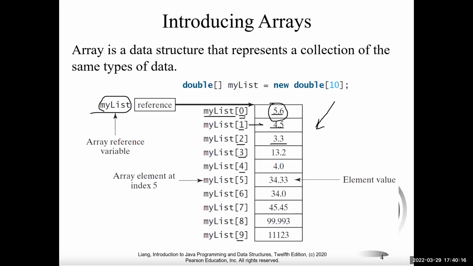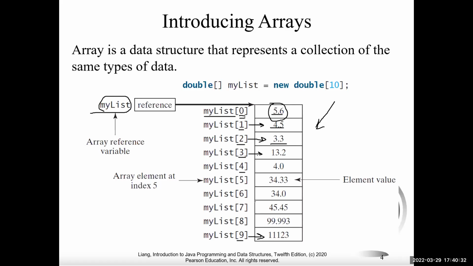Index 1 is referring to the second. Number 2 is referring to the third, and so on. You see that? The last element is the size minus 1. 9 is referring to the last element in this array.